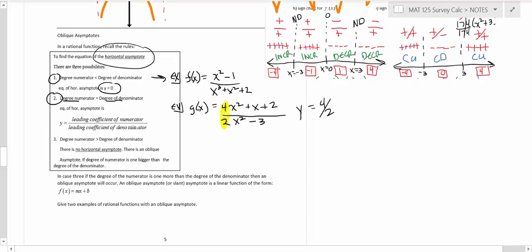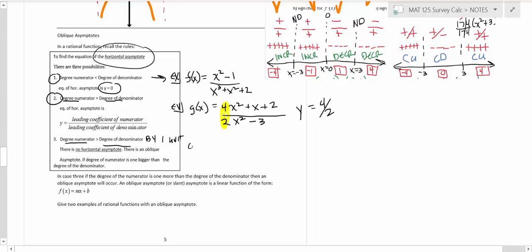We haven't done much with oblique asymptotes. We're going to do a little bit more with that in this section. Those are quick rules to know. And then what happens if the degree of the numerator is bigger than the degree of the denominator, and it has to be bigger by 1 unit? That's all we're going to look at, bigger by 1 unit. Then you have an oblique asymptote.